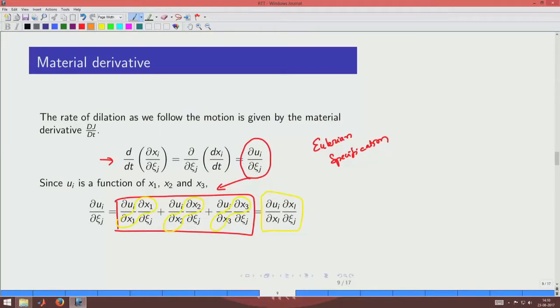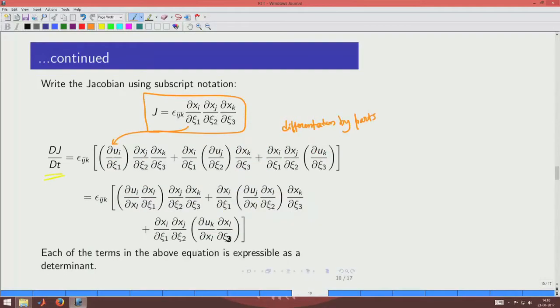You see that d by dt of ∂x_i/∂ξ_j is nothing but ∂u_i/∂ξ_j, which is what we have put in the first term. Now, when we take the second one, that comes here, and the third one comes here. So, by differentiation part by part, we are now expanding. We already saw that this quantity can be expressed as a function of x1, x2, x3, and we used l as the dummy index, and therefore, this term can be written here in this manner. The same thing is true for the other quantities also.